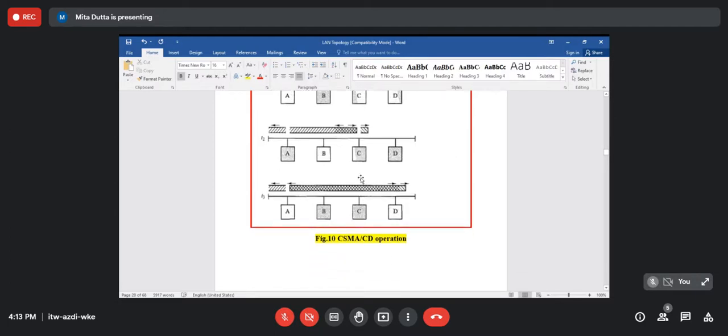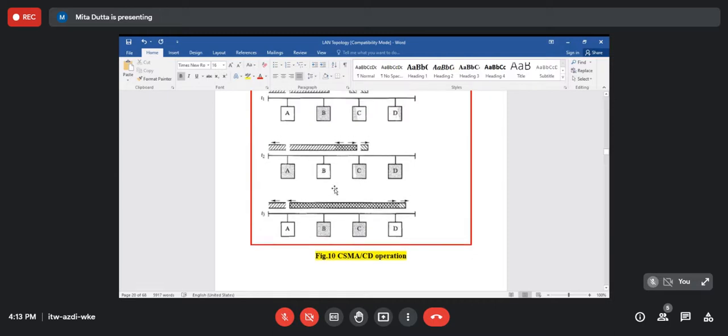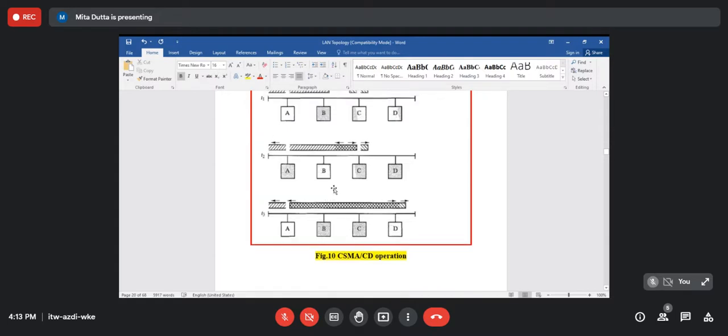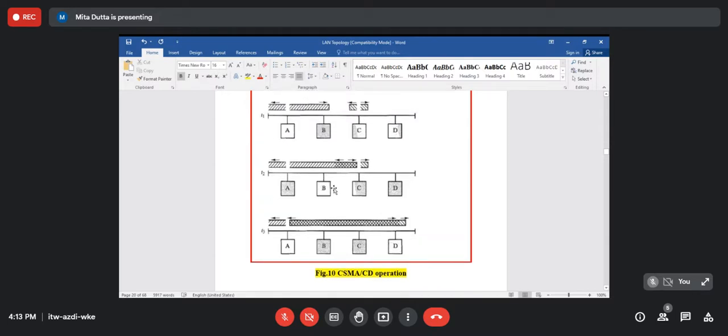Now, when this situation occurs and the collision has been detected, then each station will wait for a random amount of time, and this random amount of time is calculated with the help of the binary exponential back-off algorithm.